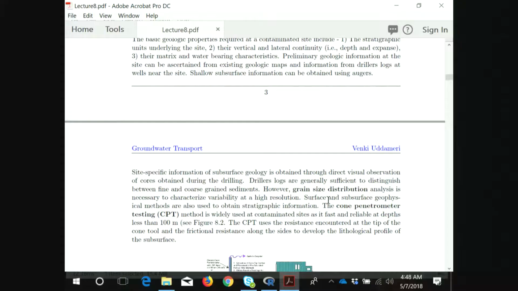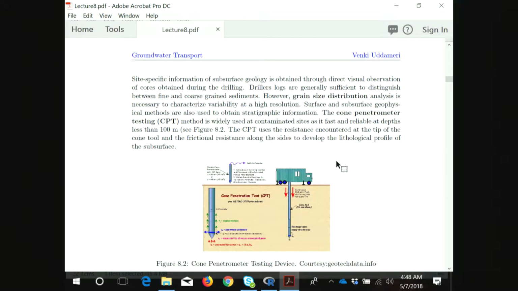The other thing that's done quite a bit at contaminated sites is what's called a cone penetration test, or a cone penetrometer test. What the cone penetrometer test does is essentially drive a cone, or drill a hole, and then the resistance with which that tip moves is measured, and that resistance is an indicator of what type of soil you have.